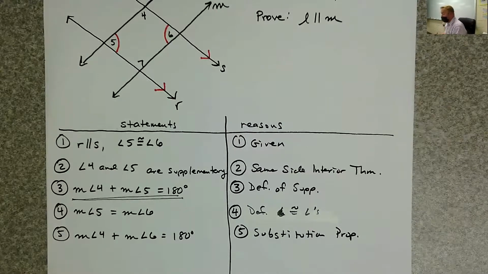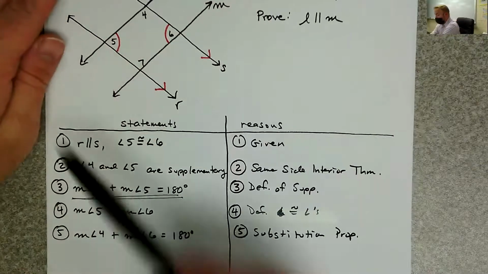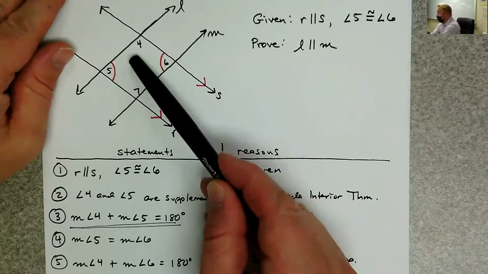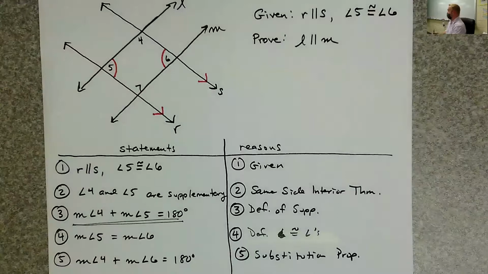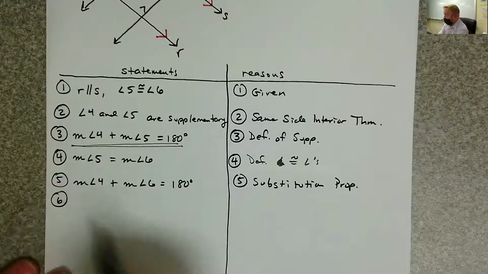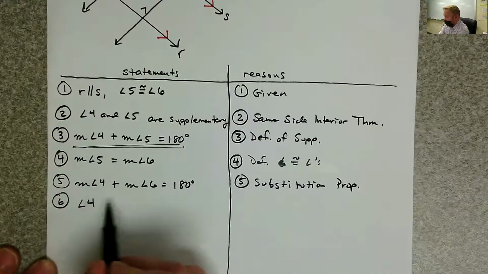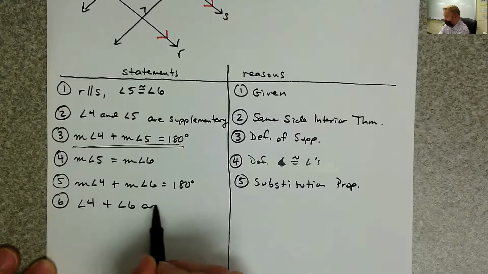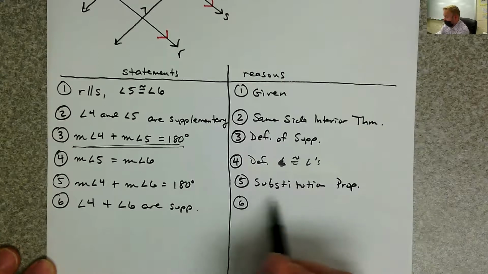Remember when I said that we were going to try to get a relationship between 4 and 6? I started with a relationship between 4 and 5, and then I said 5 and 6 are the same. So now we're going to have that same relationship between 4 and 6. So now I've got the measure of angle 4 plus the measure of angle 6 is 180. We're kind of going backwards from what we did before. If their measures add up to 180, that means angle 4 and angle 6 are supplementary. And again, that's just definition of supplementary.